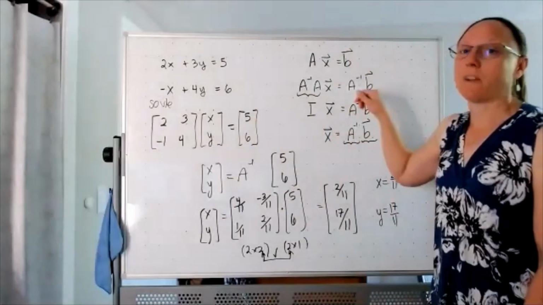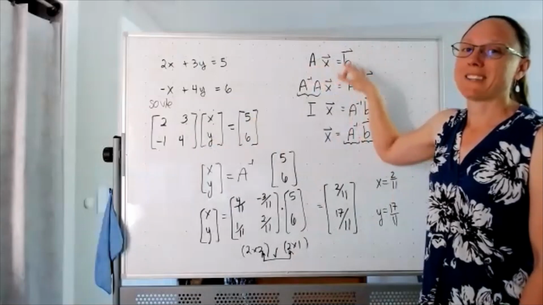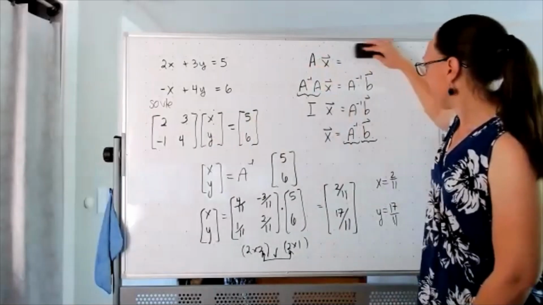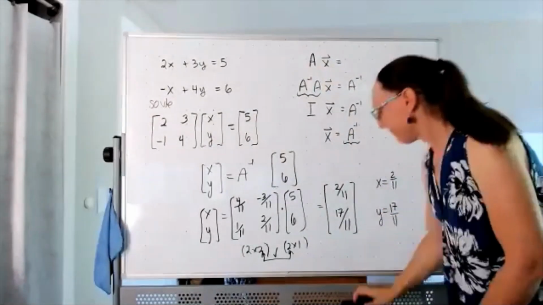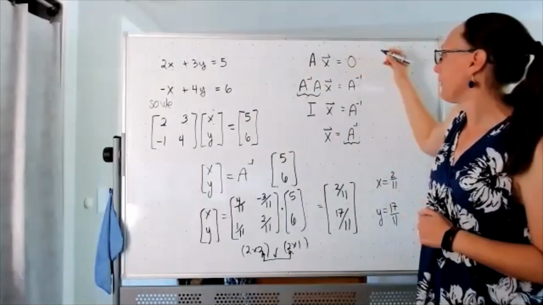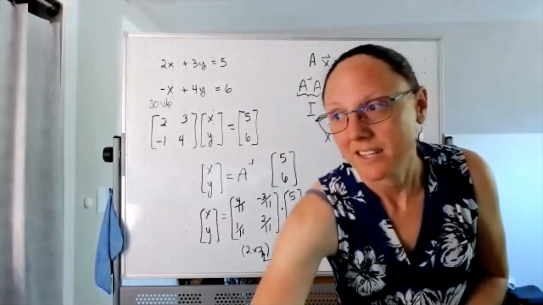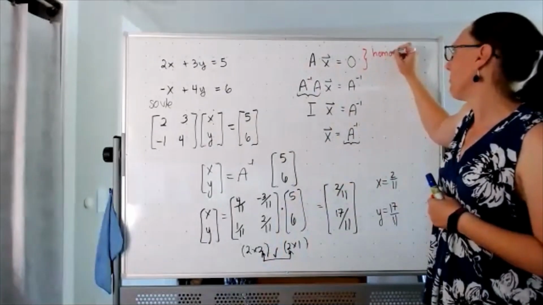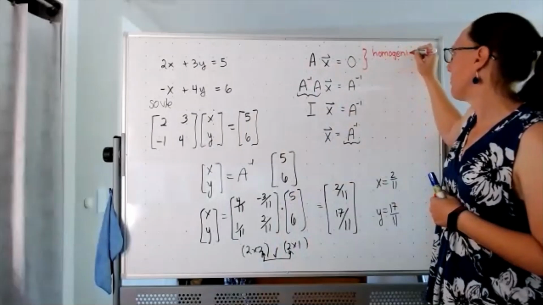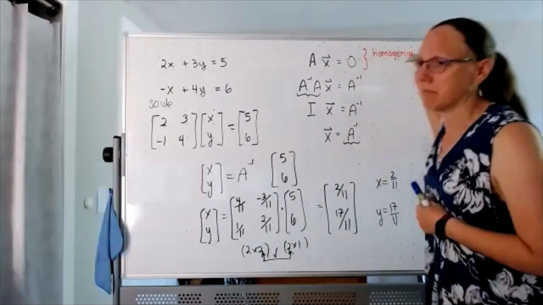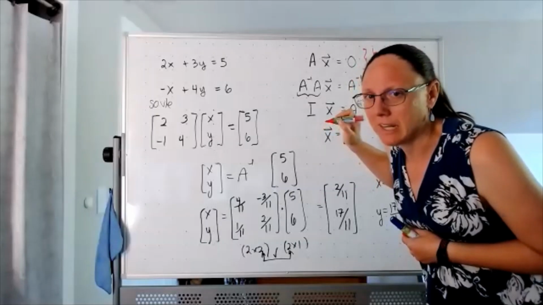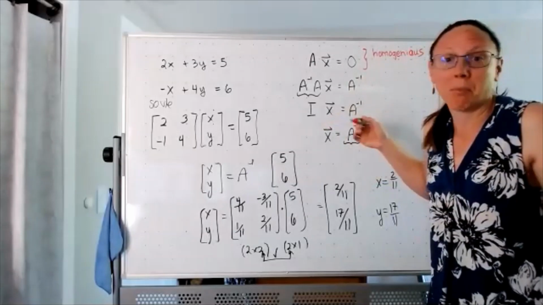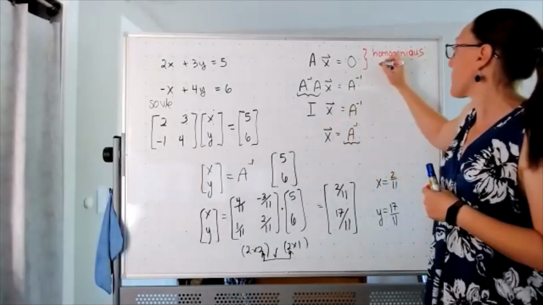If I were to take this same equation, this Ax equals b, but instead of putting a b there, put a 0, this is called the homogeneous equation. I don't know how to spell it. I'm going I-O-U-S. There's probably an extra vowel somewhere, but I don't know which one to get rid of. That's our homogeneous equation.